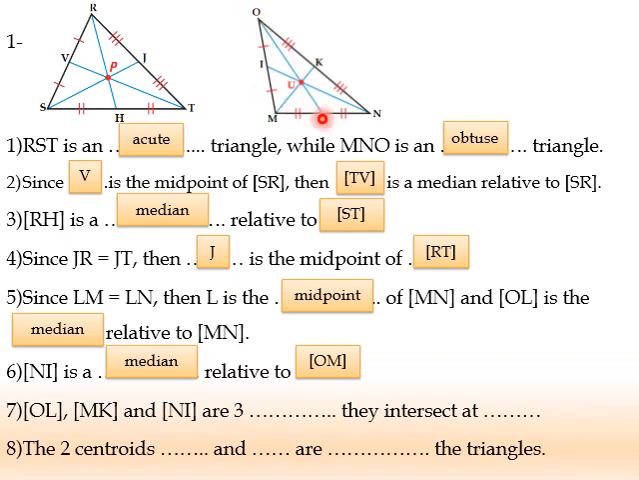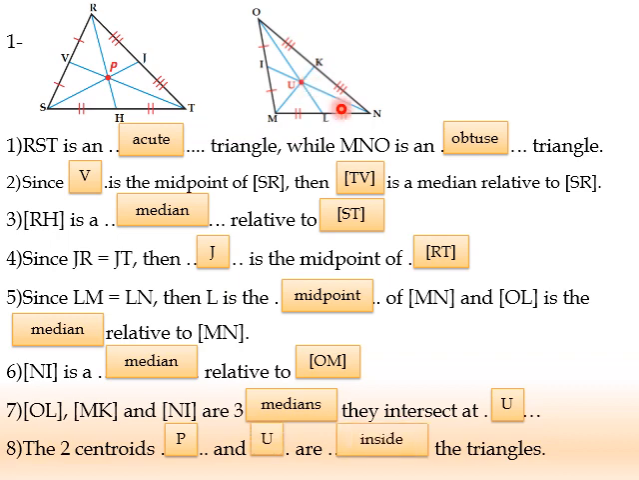Now, OL, MK, and NI are three medians that intersect at point U. And as I told you, the centroids, or the intersection of the medians in a triangle, or center of gravity, they are all the same. Here is point P, and in the other triangle is point U. Both are inside the triangles. Okay, you have to memorize well that the centroids are always inside the triangles, and I'll tell you later why.